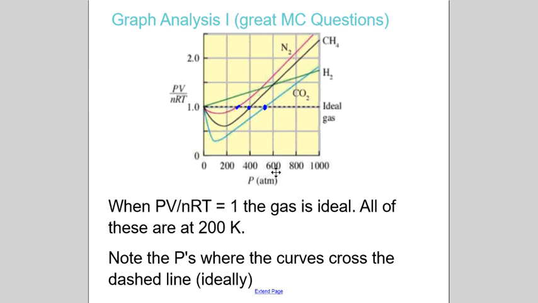Well, the fact is we're talking about pressure in atmospheres. What atmosphere do we normally deal with? Well, 1 atm is standard atmospheric pressure. So if we look at that, that's way over here. All these gases also seem to act fairly ideally around about 1 atm.